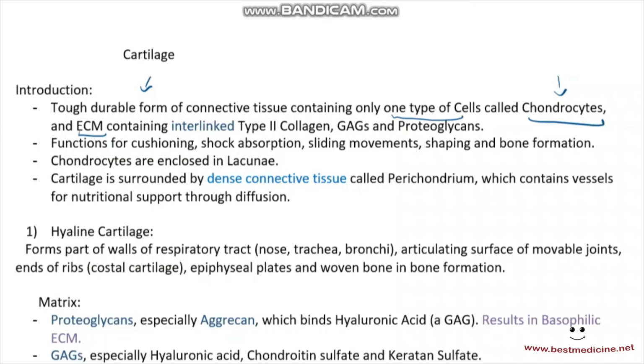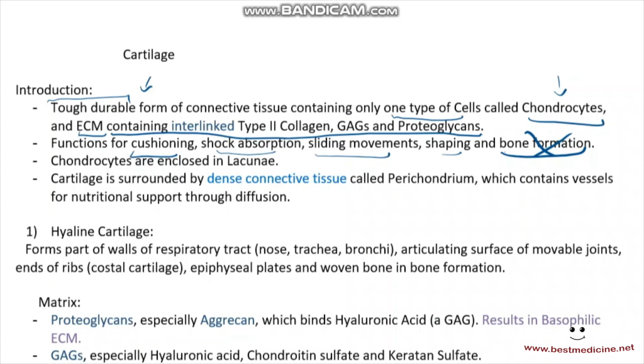Now, this ECM obviously contained no blood vessels, right? It was only receiving nutrients through diffusion, and that's what cartilage does. And cartilage also does not have any nerves present in it, so you do not feel any pain in the cartilage, and that's why it's very suited towards cushioning as well, apart from its obvious tough, durable nature as well. So cushioning function, shock absorption, sliding movements, shaping, and bone formation we will study later, but all of the other functions should be clear by now, because of the nature of cartilage.